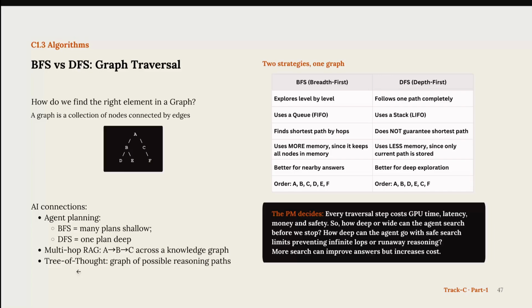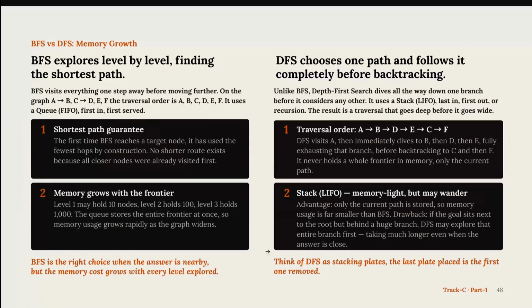Every traversal step will cost GPU time, latency, money, and safety. So the question that you should be asking is, how deep or wide can the agent search before we stop? How deep can the agent go with safe search limits, preventing infinite loops or runaway reasoning? More search can improve answers, but it will incur more and more cost. So that's what this whole slide is about.